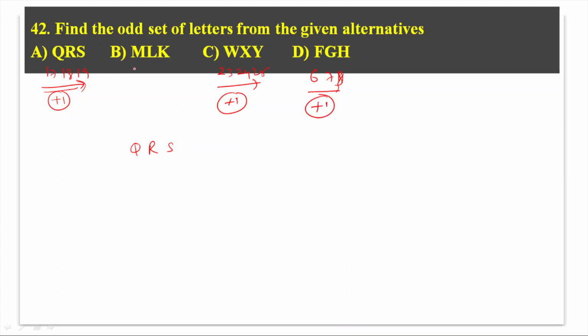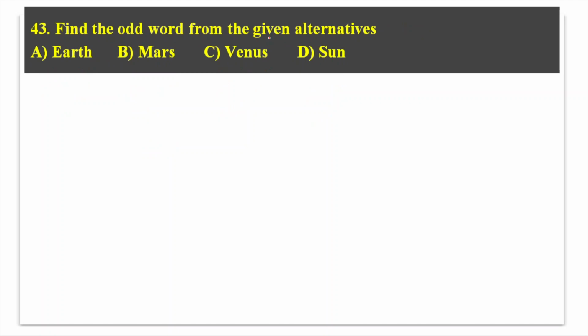But if you go with the M, L, K, M will be 13, L will be 12, and K will be 11. So these are all decreased by 1. So the different one among these will be Option B. I hope you understand this question. If you have any doubts regarding any type of question, you can post your comments in the comment section here. And here is the next question.